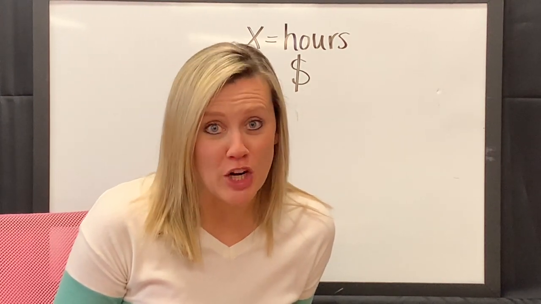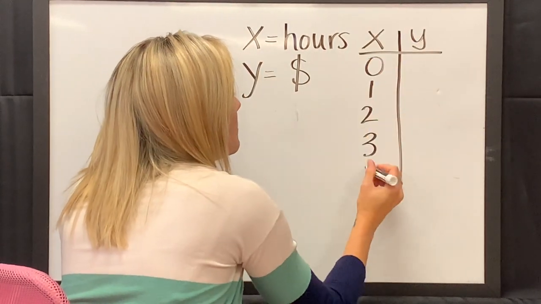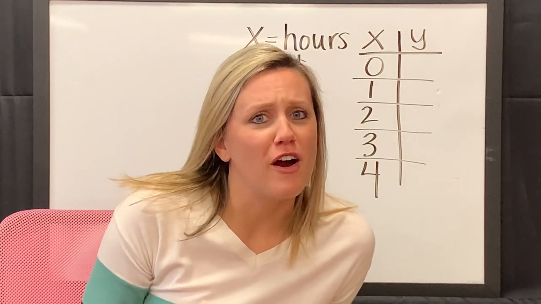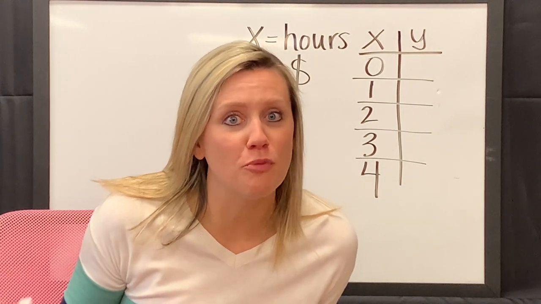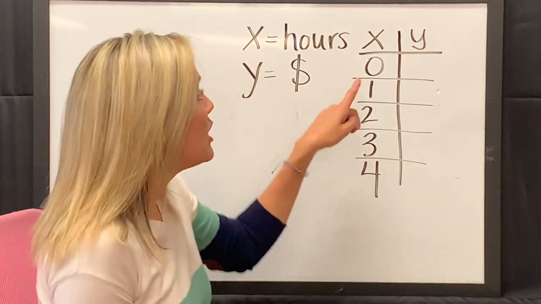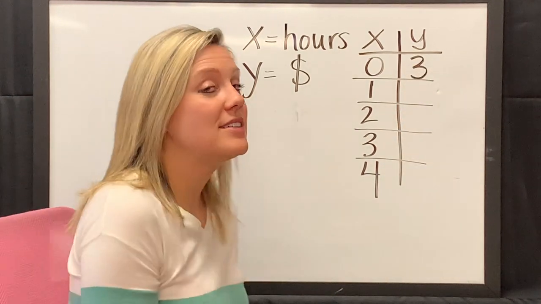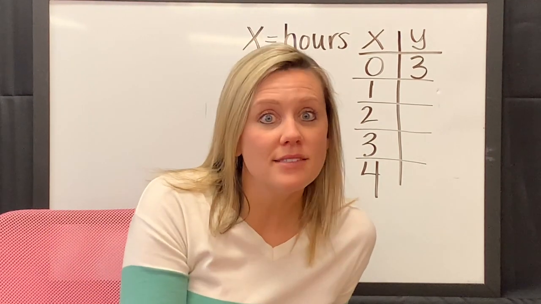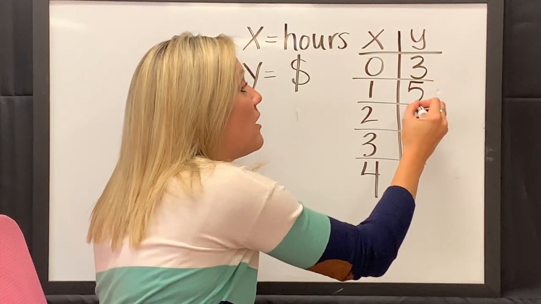Okay, let's start with a table. All right, so let's pretend so far you have not babysat one single hour. All you have is that $3 that is in your wallet. So at 0 hours of babysitting, you still are going to have $3. What if you babysat 1 hour? So you get $2 an hour for babysitting. So there's that $2, plus you have your $3 that you saved. So you would have a total of $5.